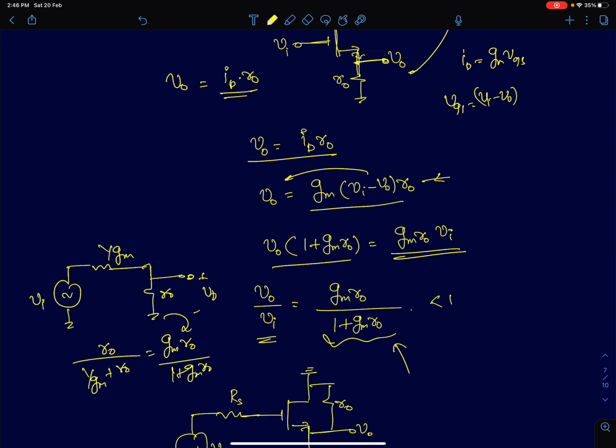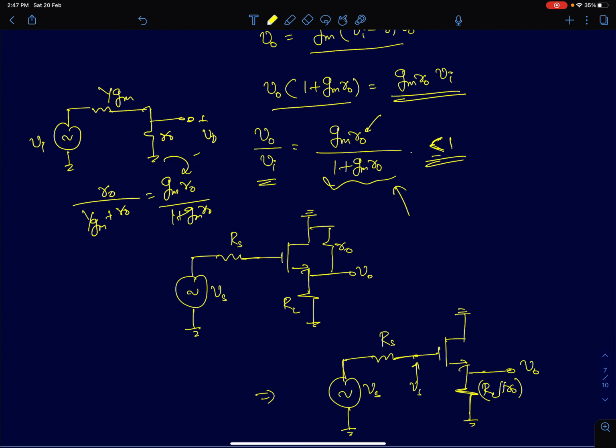So I get Gm R0 by 1 plus Gm R0, and typically the gain will be less than 1. In the presence of R0, the intrinsic gain is going to be less than 1 if you assume a finite R0. Generally Gm R0 is very high, so it will be close to 1, but it will always be less than 1.